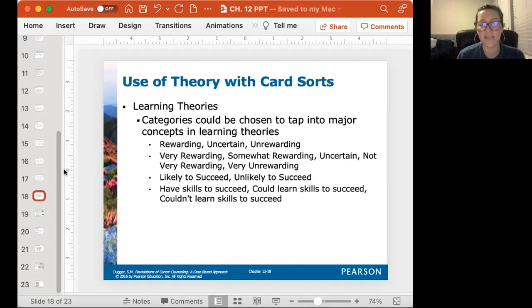Also, with learning theories, categories could be chosen to tap into major concepts in learning theories. So rewarding, uncertain, unrewarding; very rewarding, somewhat rewarding, not very rewarding; likely to succeed, unlikely to succeed; have skills to succeed, could learn skills to succeed, or couldn't learn skills to succeed. Ultimately, if I was doing this with a client, I would want to present a menu of options of different scales and let them pick, because these different categories could be reflective of different preferences that different people have for what's most important in a job.